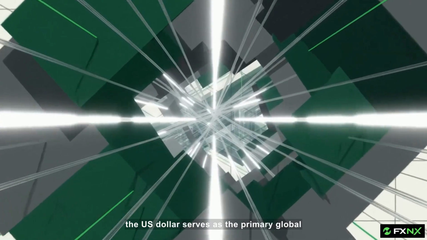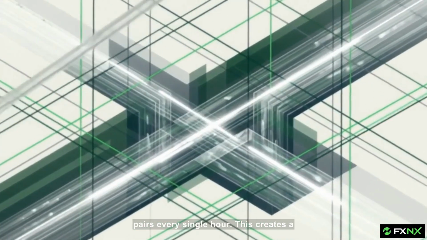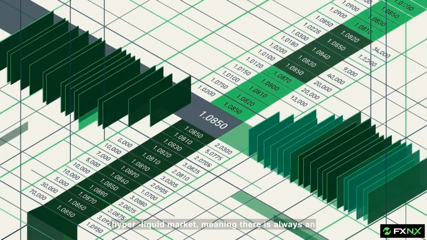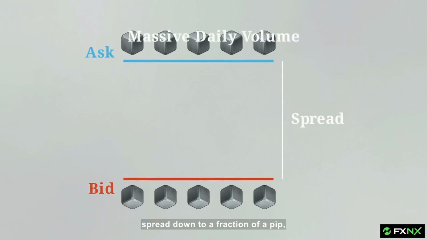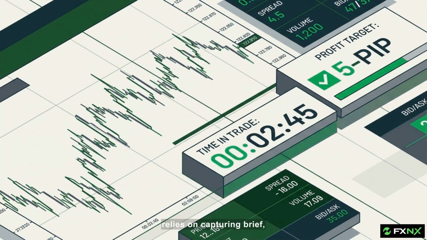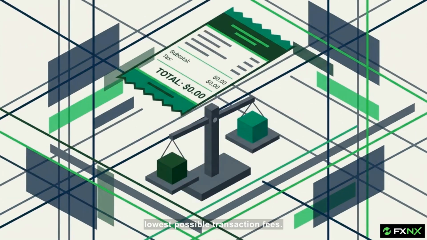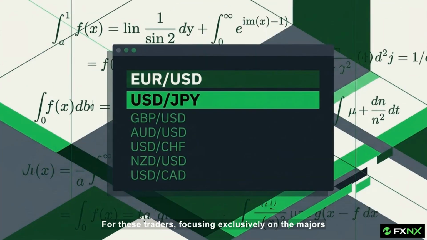Because the US dollar serves as the primary global reserve, billions of dollars change hands in these specific pairs every single hour. This creates a hyper-liquid market, meaning there is always an immediate buyer or seller available at your exact target price. That massive daily volume compresses the spread down to a fraction of a pip and nearly eliminates slippage altogether. When your edge relies on capturing brief, rapid price movements, you cannot afford to pay wide spreads. You need to enter, grab your profit, and exit cleanly. High-frequency consistency requires the lowest possible transaction fees. For these traders, focusing exclusively on the majors is a strict mathematical necessity.